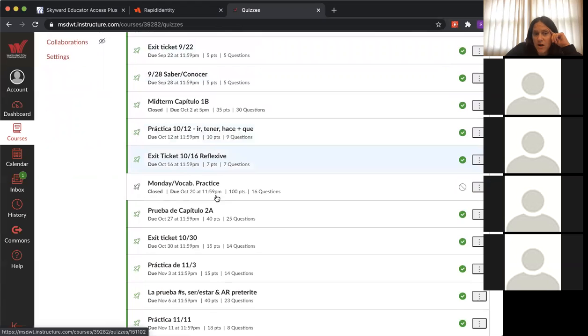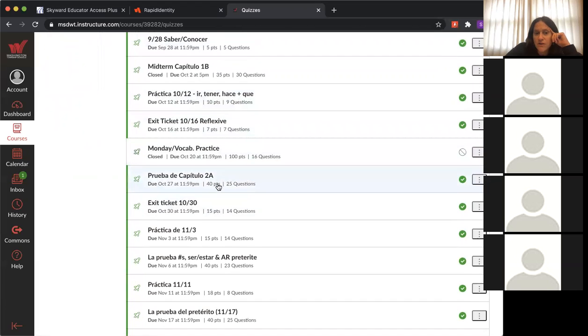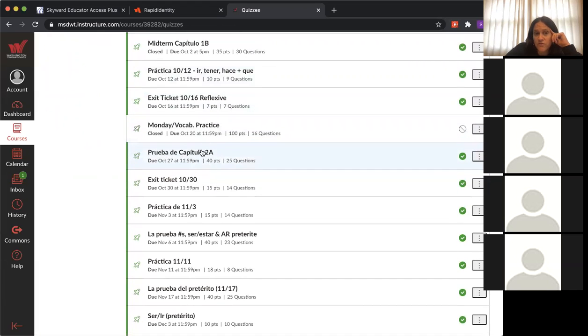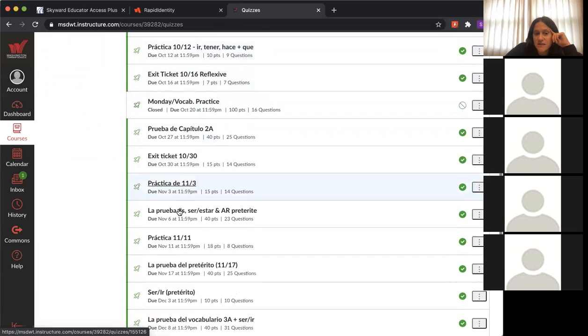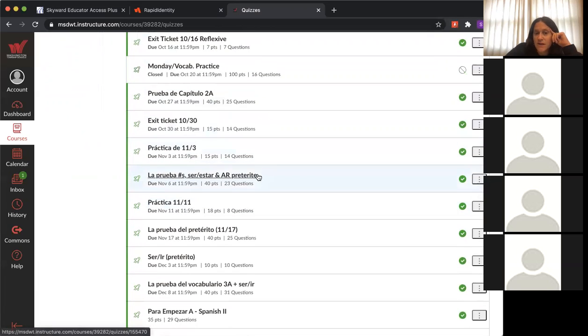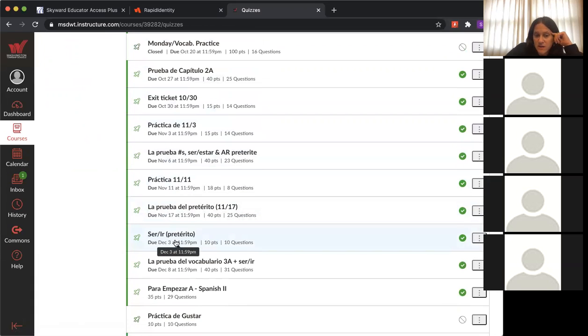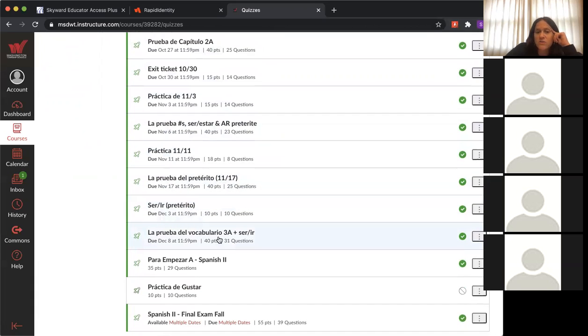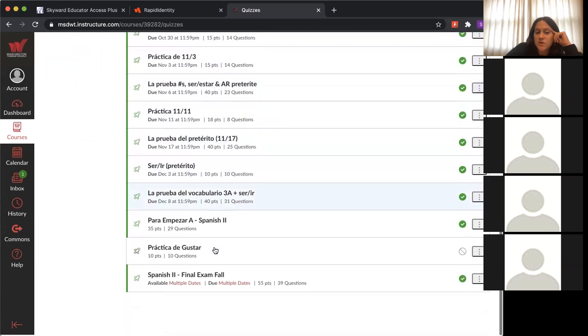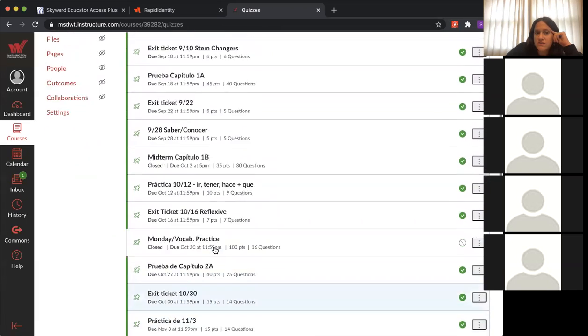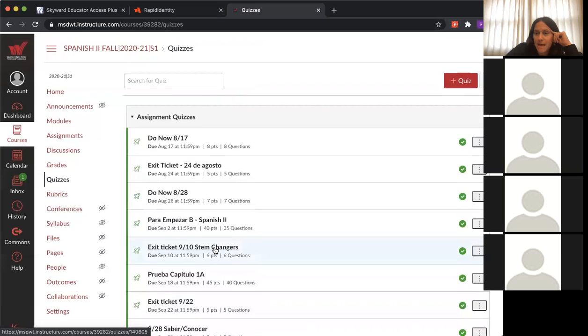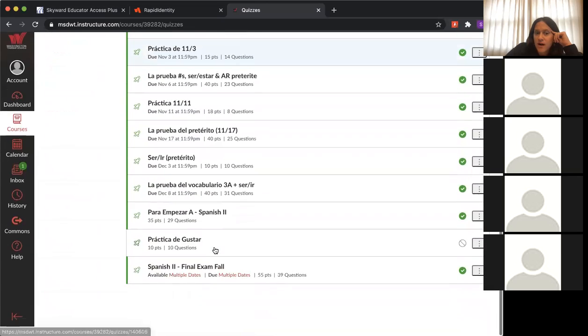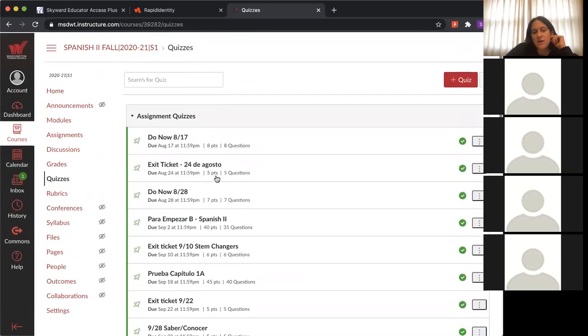Here's reflexive practice. Here's another quiz. This would be the quiz over reflexive. You've got exit tickets and practices. Here we started preterite, a preterite quiz, a ser and ir practice, another preterite quiz, plus vocab. So again, these are here. Look at them. Okay, practice them. So I would highly suggest you check that area.